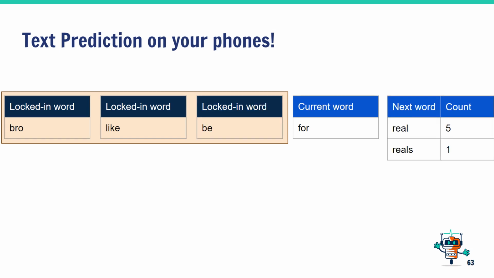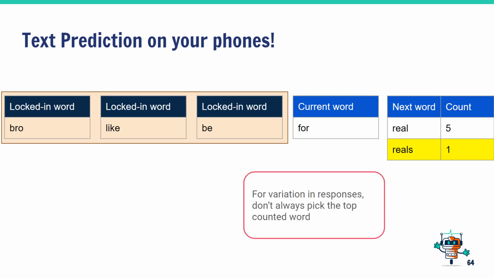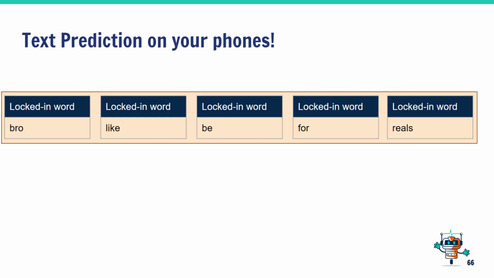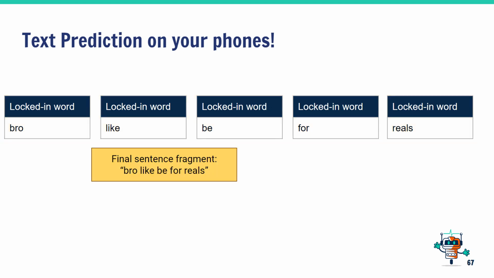And for the last word, let's look at the counts for for. We have real and reals. Now, although we generally pick the highest count, in order to add some variation into the sentences that we produce, we don't always pick the top one. In this case, let's just pick the second one. So reals, and you can see by just going through this process of looking at the counts, picking the word that has the highest count or close to the highest counts, we've generated a brand new sentence, bro, like be for reals.